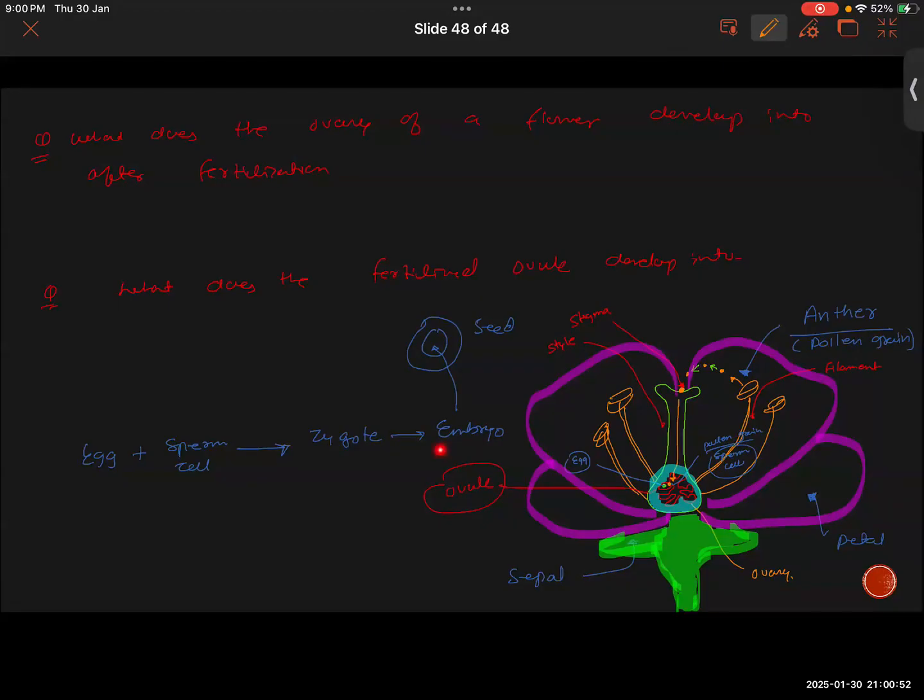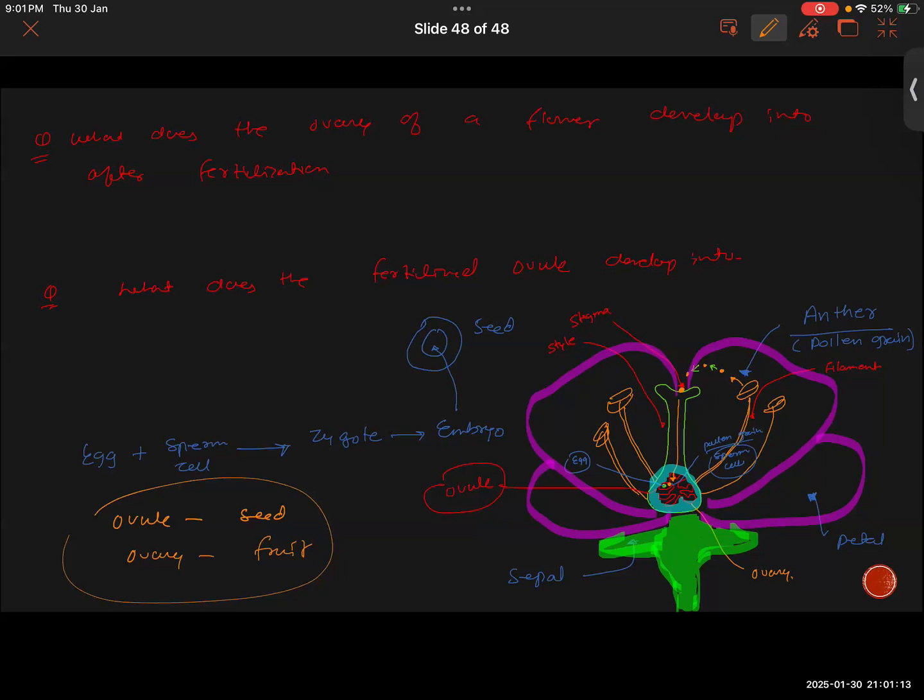So one important thing to be considered here is that the ovule basically transforms into the seed. And what happened to the ovary? The ovule transformed into the seed, and the ovary converted into the fruit. So that is the complete process of reproduction in plants.